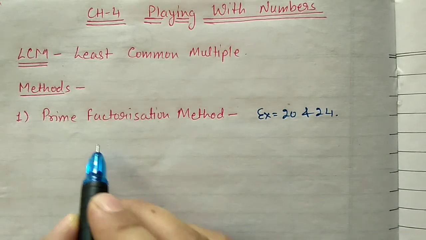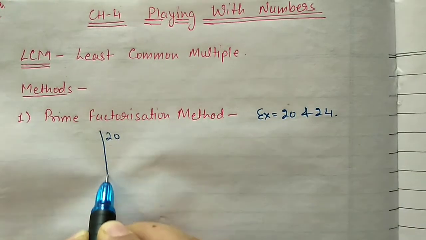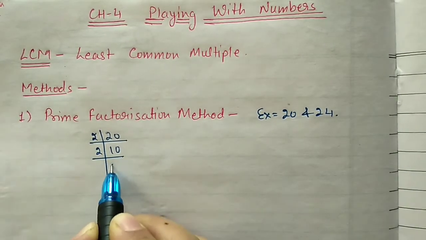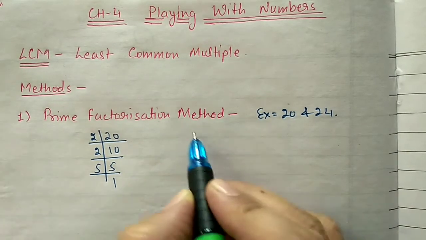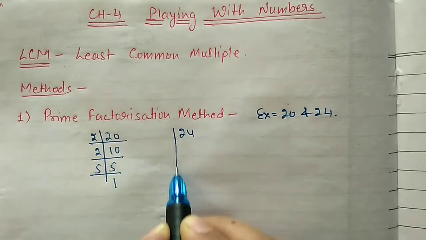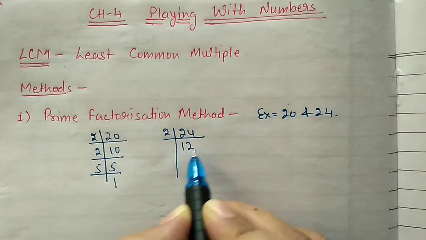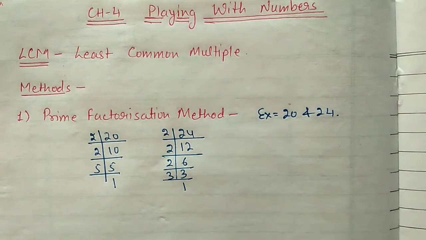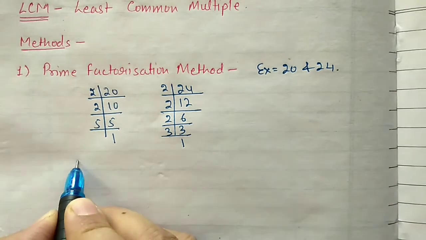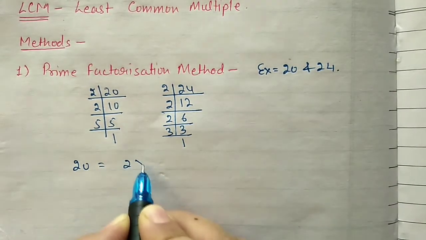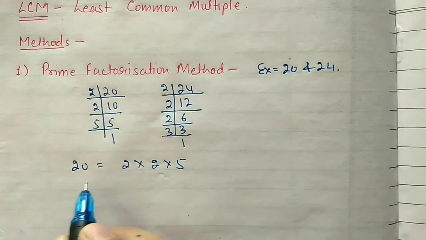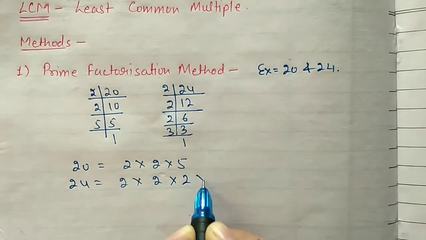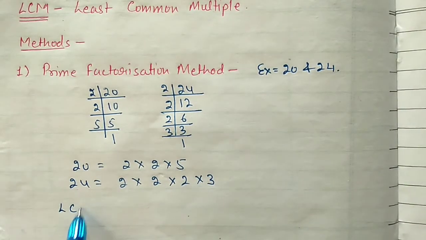For this you have to find the prime factors of the numbers. First we will do 20. 2 tens are 20, 2 fives are 10, 5 ones are 5. After that, do the factors for the next number. 2 twelves are 24, 2 sixes are 12, 2 threes are 6, and 3 ones are 3. Then write these factors. The factors of 20 are 2 into 2 into 5, and for 24 the factors are 2 into 2 into 2 into 3. Now we will find the LCM.